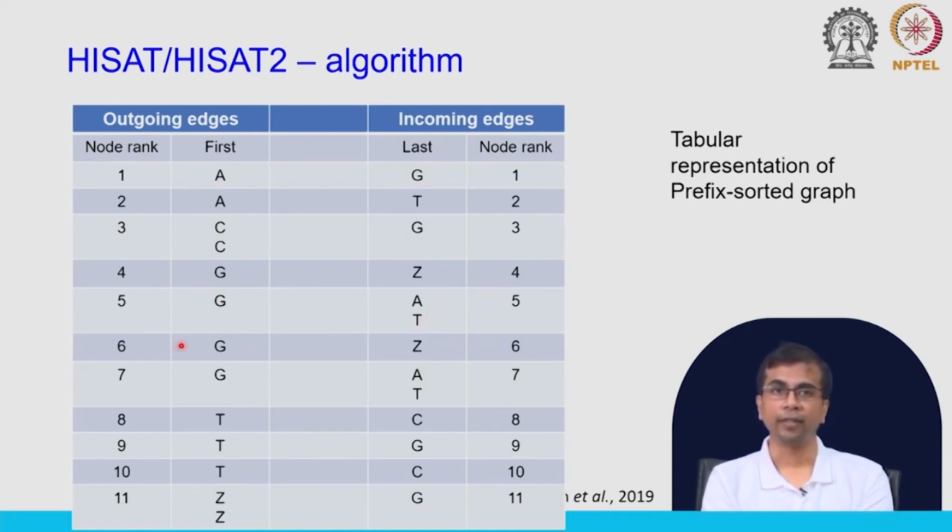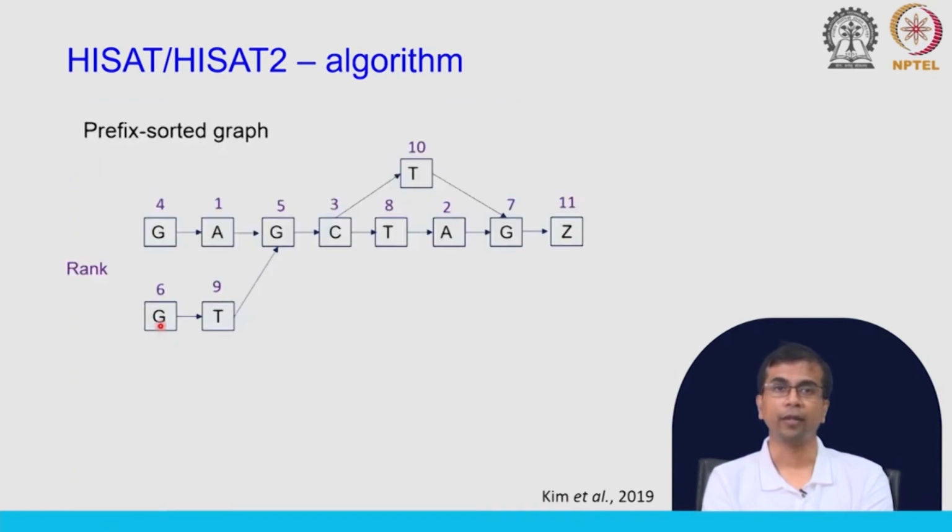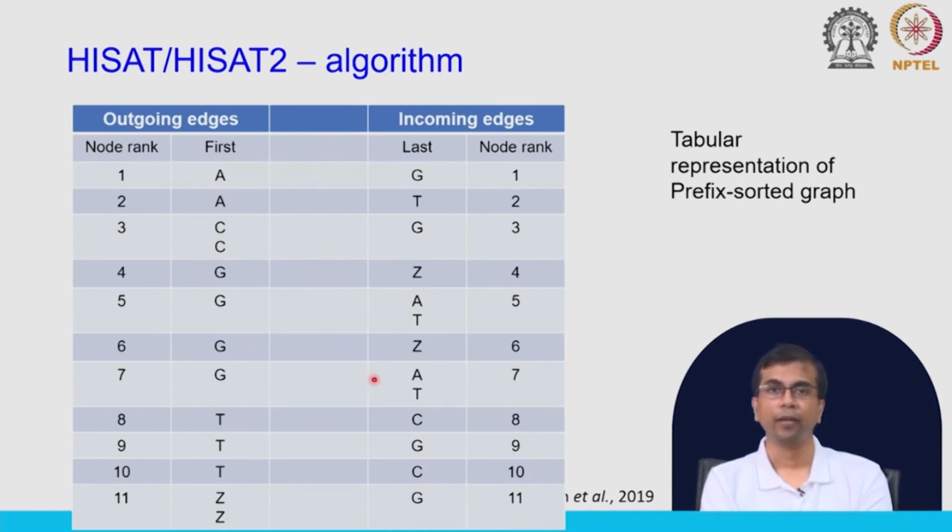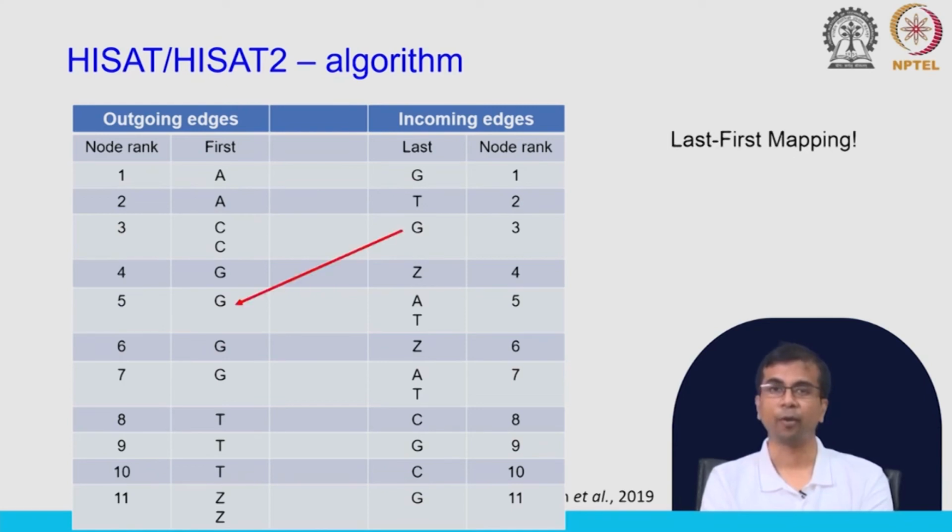For G6, this one here, you see we have written it down as Z, because we have talked about a connection from Z to G which we imagine. And we can complete this table along this way. So, we have completed this, and what you get is this last-first mapping property.